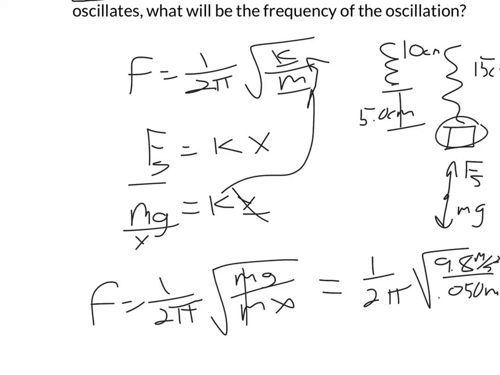And do the square root of 9.8 divided by 0.05. Okay, well that is the right answer. Oh. So I'm getting 2.2 hertz. Okay.